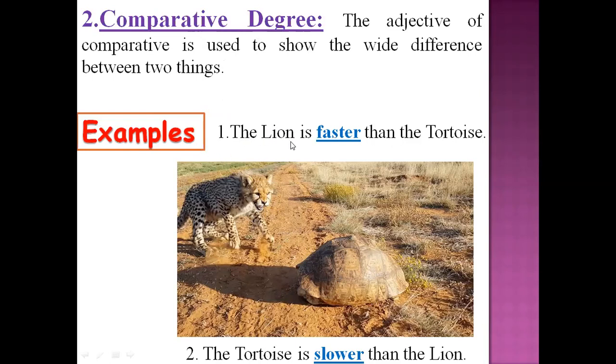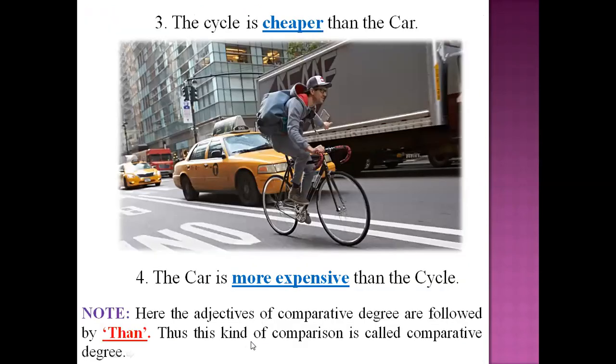The lion is faster than the tortoise. The tortoise is slower than the lion. Here, these are the two images. One is a lion or a tiger, and the other is a tortoise. Here, this lion or tiger is faster than the tortoise, and the tortoise is slower than the lion. Like this, we have to compare two things, or two animals, or two persons.